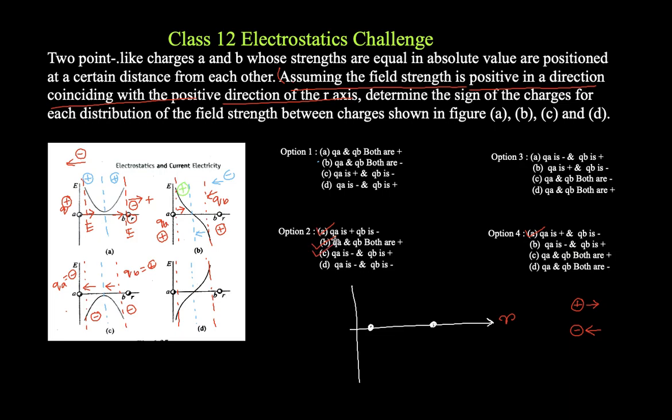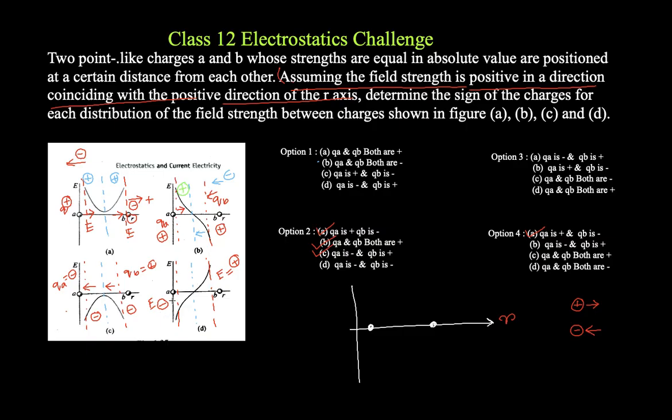Now go to the fourth portion. You consider this middle portion. Here E is negative, and here E is positive. As it is positive, E is positive.